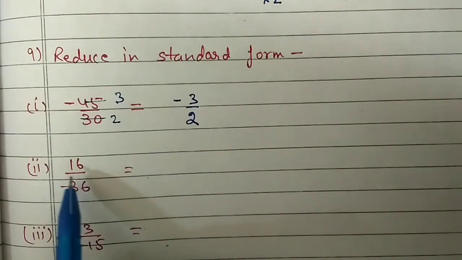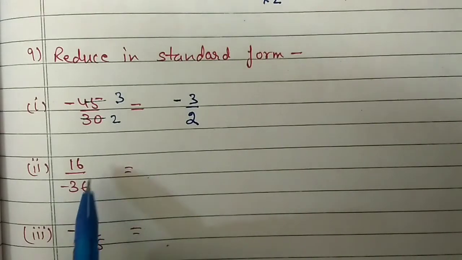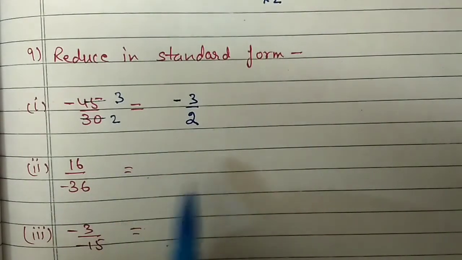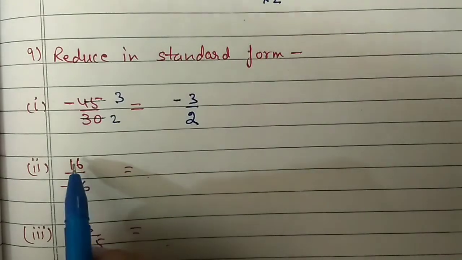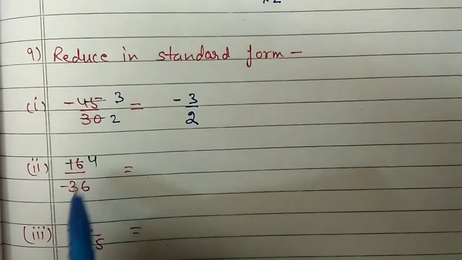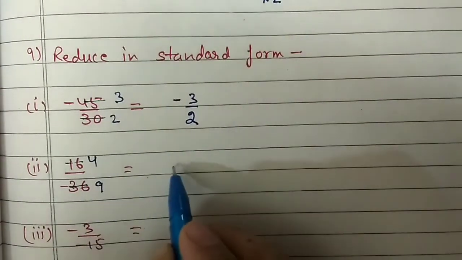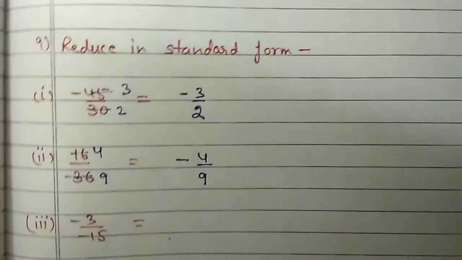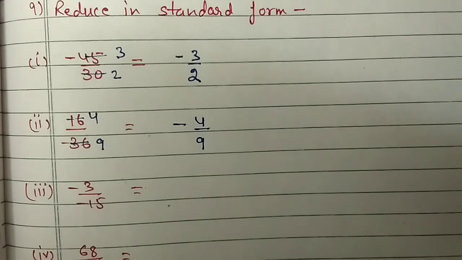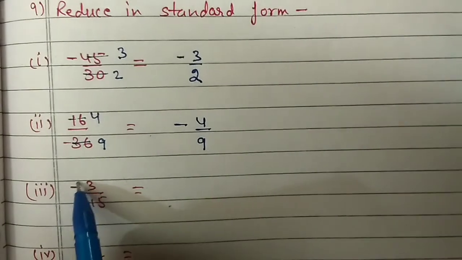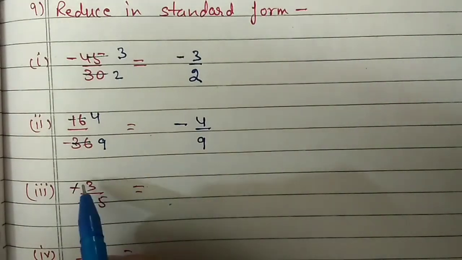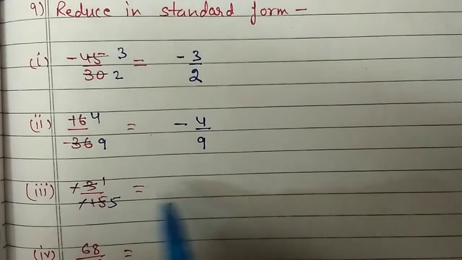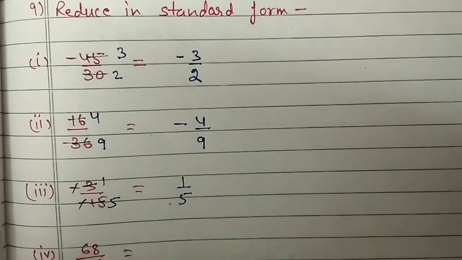Next one, 16 by minus 36. You can cancel with the 2 table or you can cancel directly with the 4 table. If you cancel with 4, 4 fours are 16 and 4 nines are 36. So the answer will be minus 4 by 9. Third part, minus 3 by minus 15. So minus and minus we can cancel. 3 ones are 3 and 3 fives are 15. So the answer will be 1 by 5.